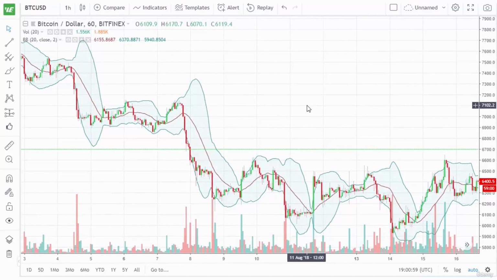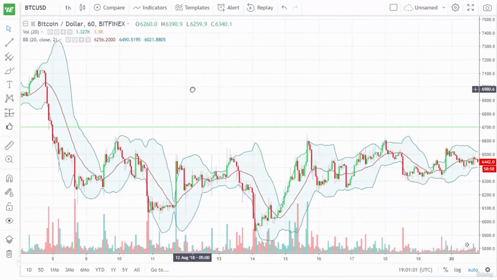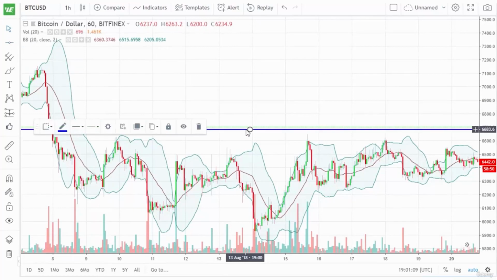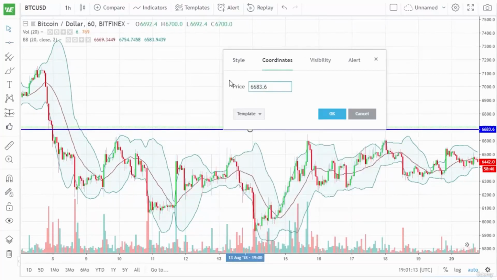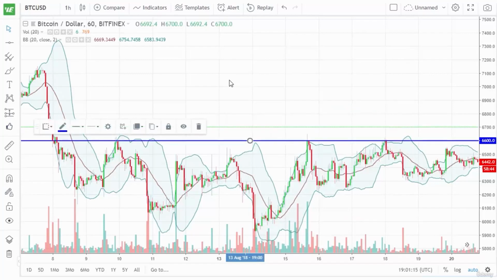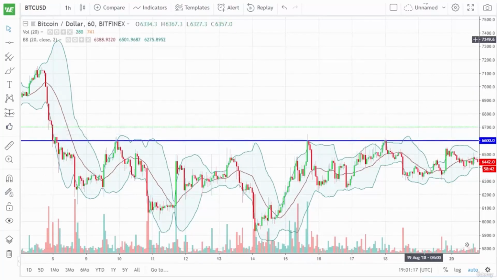Now, typically, people will use Bollinger Bands with support and resistance. So I'm going to draw a horizontal line here, and I'm going to format it at 6,600. It's an area I'm eyeballing here as resistance. And you can see there were probably several trades that could have been taken. We got a little overextended here.